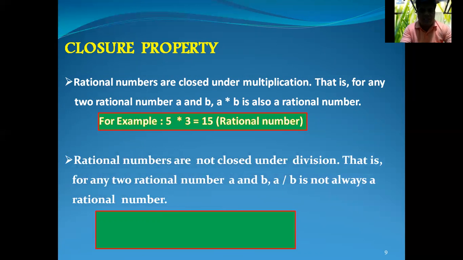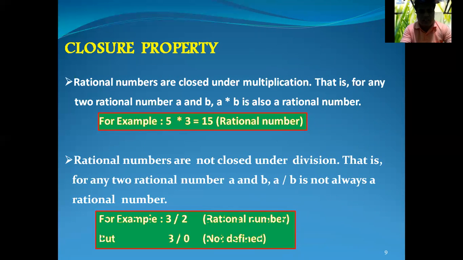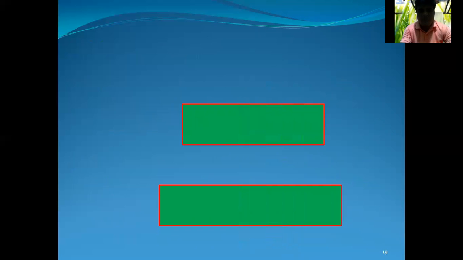The rational numbers are not closed under division. That is, for any two rational numbers a and b, a by b is not always a rational number. For example, 3 by 2 is a rational number, but 3 by 0 is not a rational number.